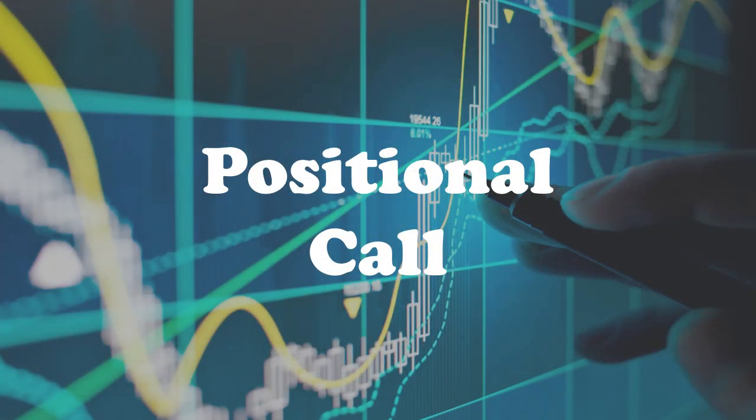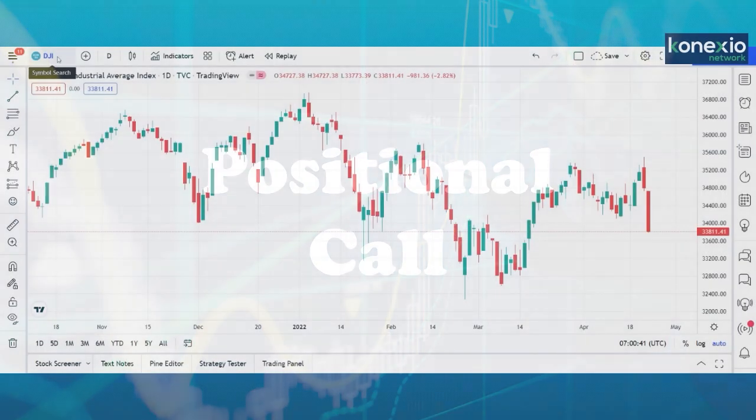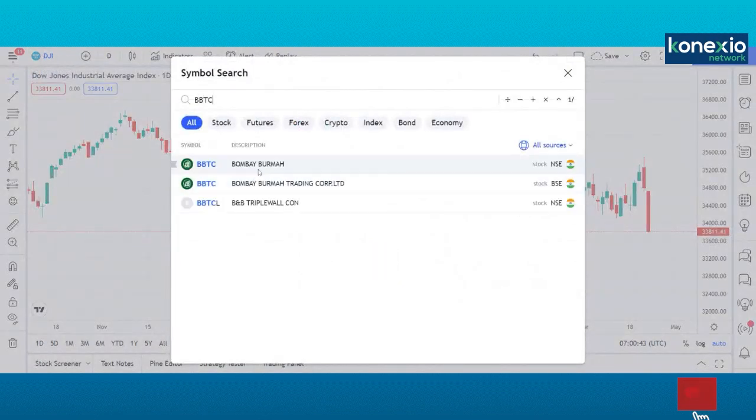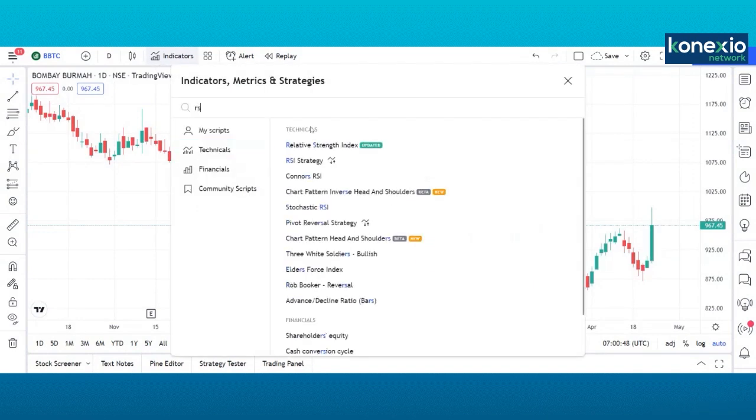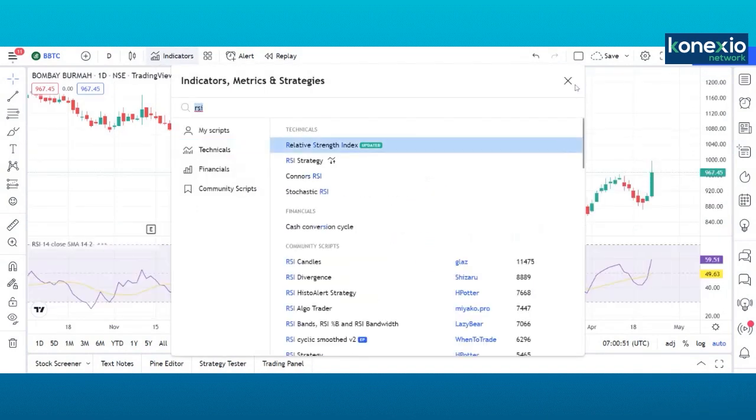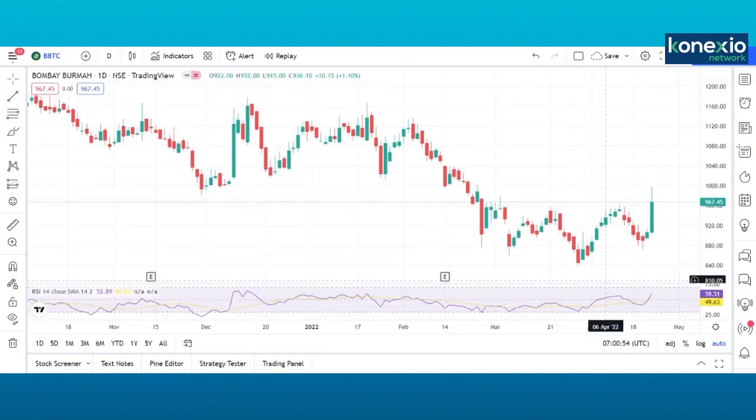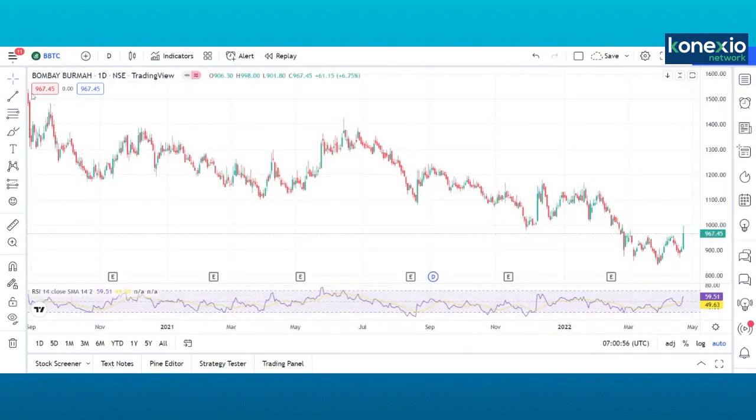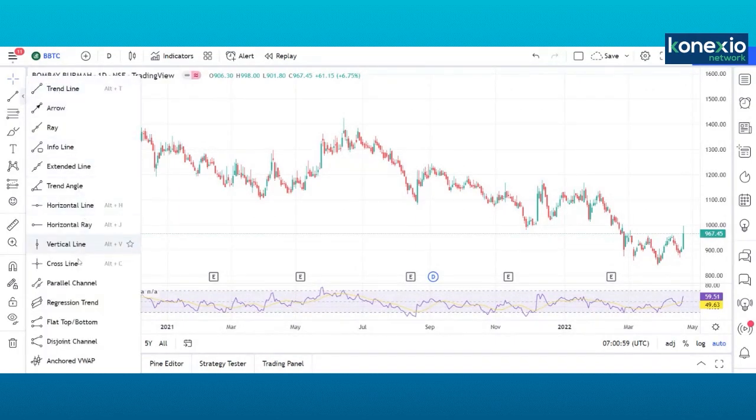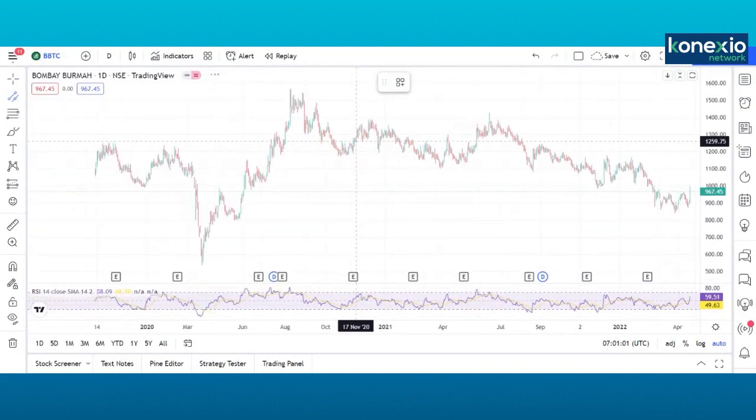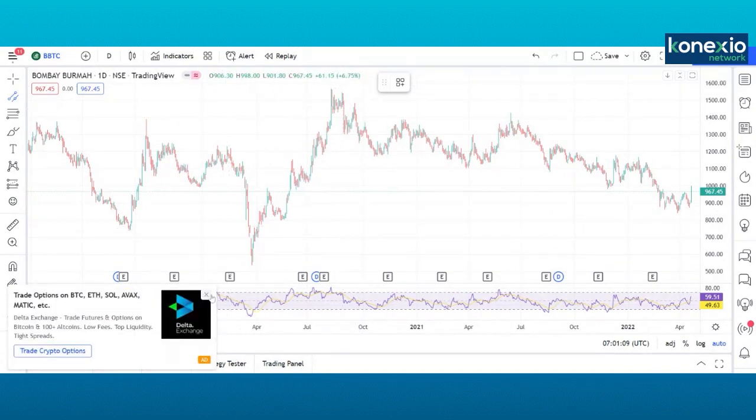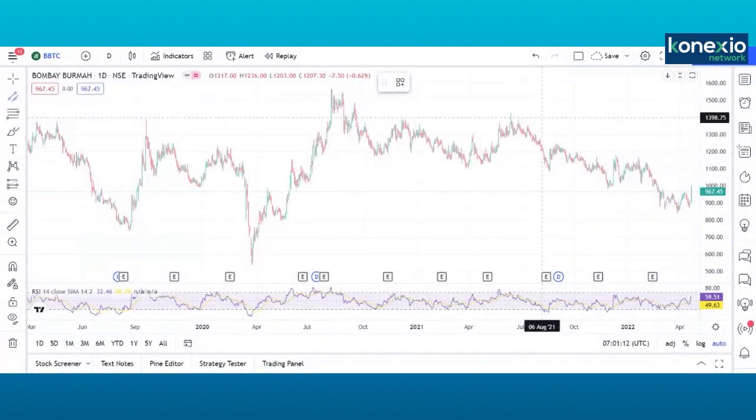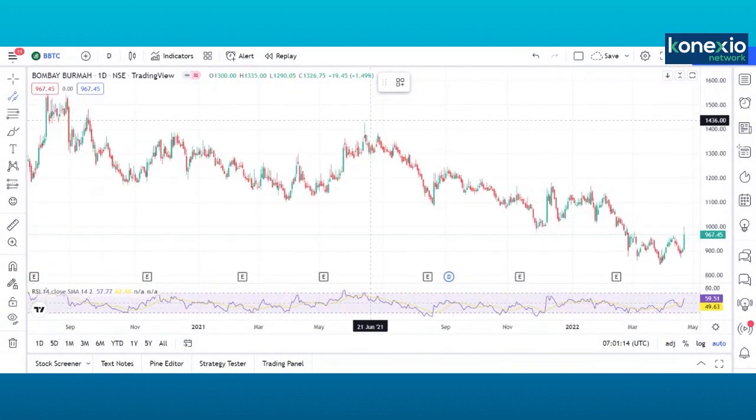Now let us come to the final segment of our show, which is positional call. I've identified one stock from midcap. The name of the stock is Bombay Burmah (BBTC). This is the stock. Let me put the indicator RSI. We will have a clear view. This is RSI. Now here, the stock has been under pressure for a long period of time. The stock has been correcting from the levels of almost 1500. Currently, it is quoting around 967. So almost more than 30 to 40% correction has been done in this particular stock.